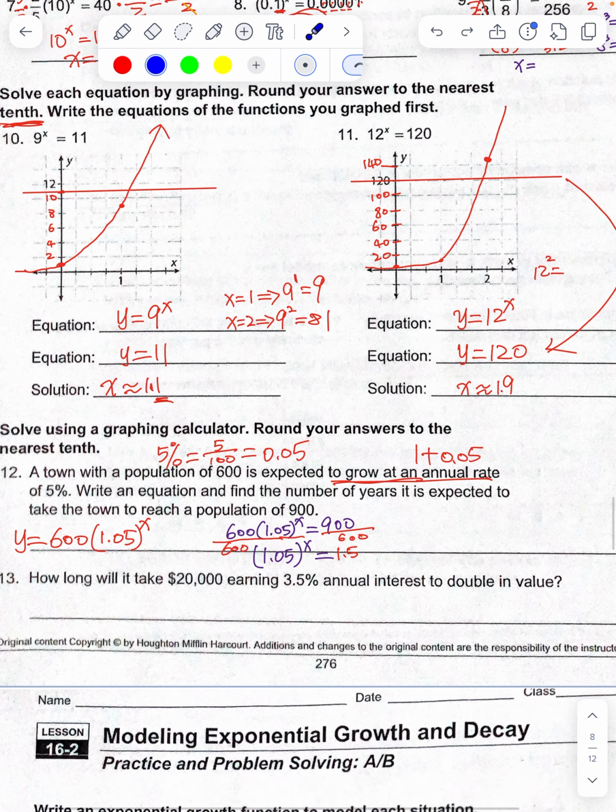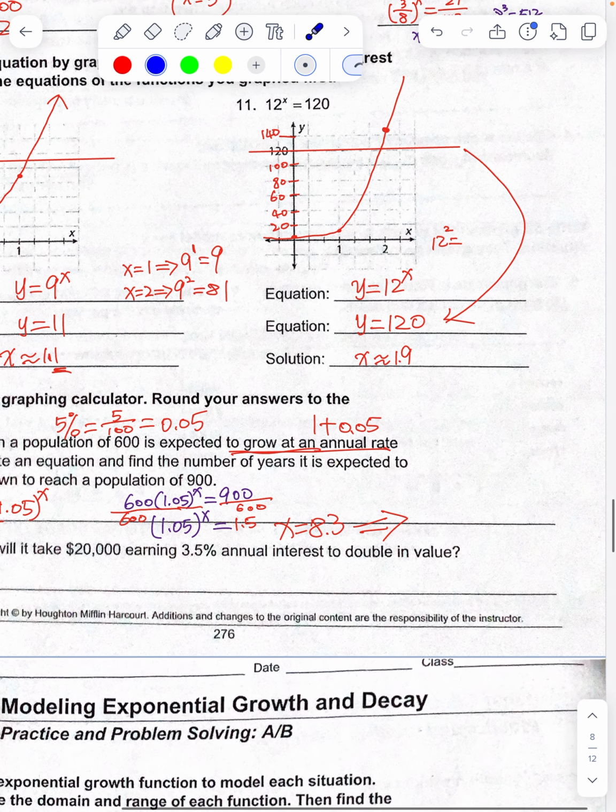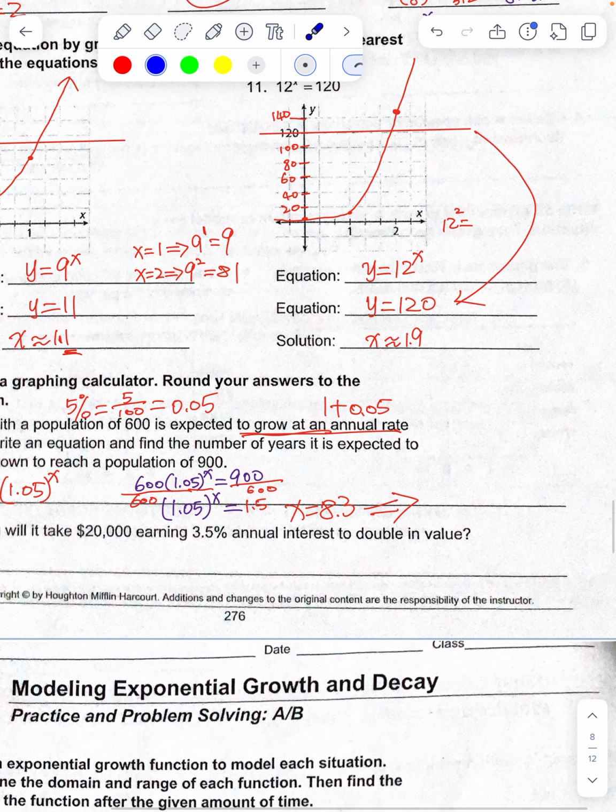So the year is going to be 8.3. That means we're going to round it, maybe 9 years. 8 years is not going to reach 900, so we have to round up. So this is going to be 9 years.